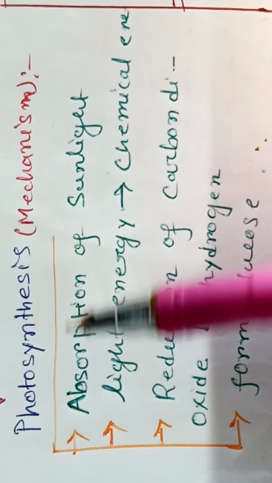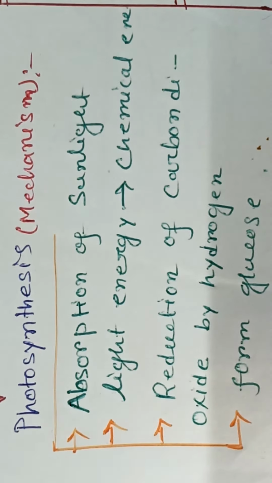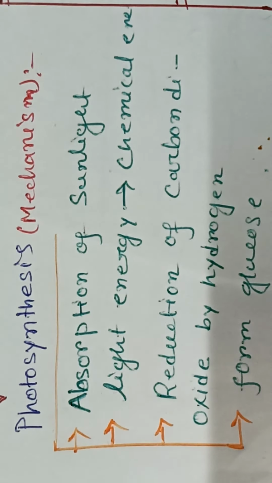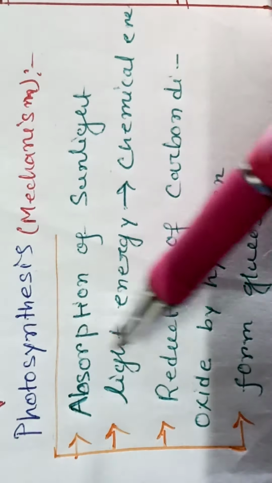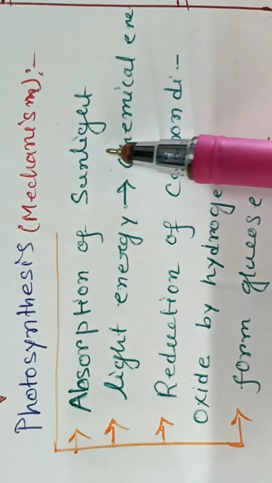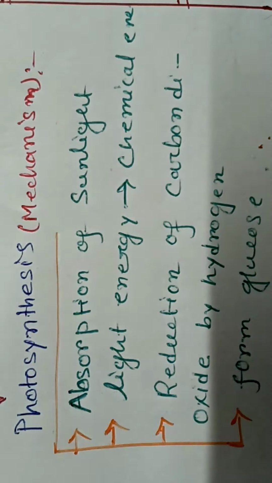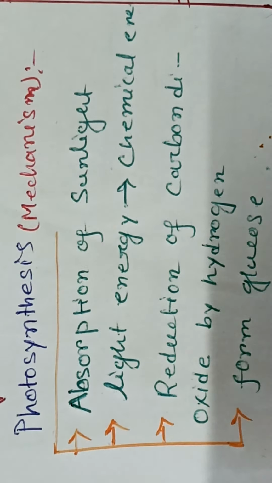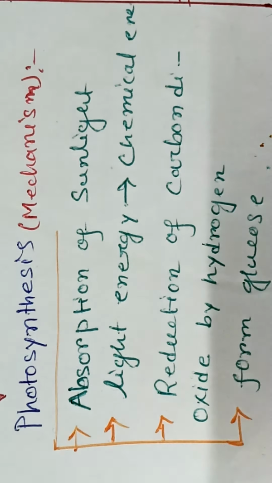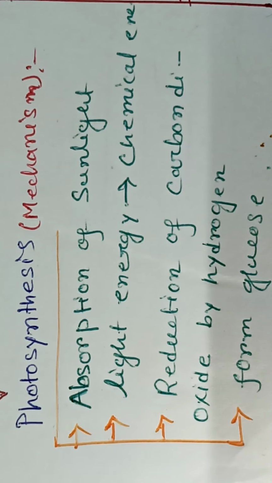Now we will see the mechanism of photosynthesis. What actually happens during the process of photosynthesis? Okay, so photosynthesis takes place in the following 3 or 4 steps. First is absorption of sunlight energy by chlorophyll. Second, conversion of light energy into chemical energy, and splitting of water into hydrogen and oxygen by light energy. Now the third step is reduction of carbon dioxide by hydrogen to form carbohydrate like glucose. So these are the steps of photosynthesis.